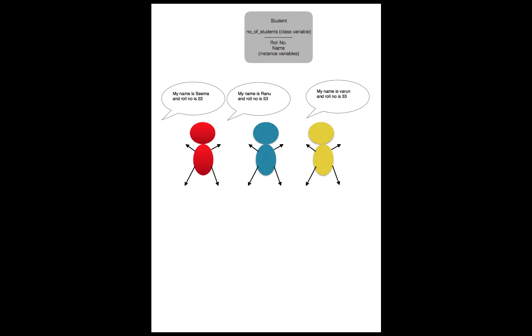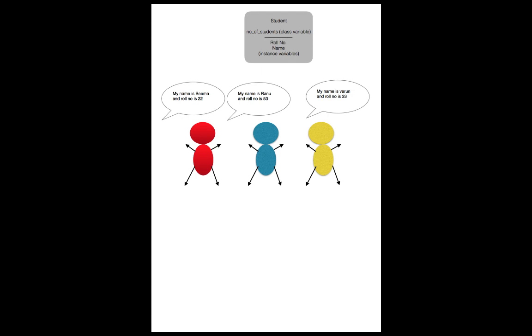So another way of representing class or defining class is that a class is a collection of objects of similar type. Now if we look at all these objects, they are of similar type because the way we have modeled them, we are saying that each of these objects is having a roll number and each of these objects is having a name.